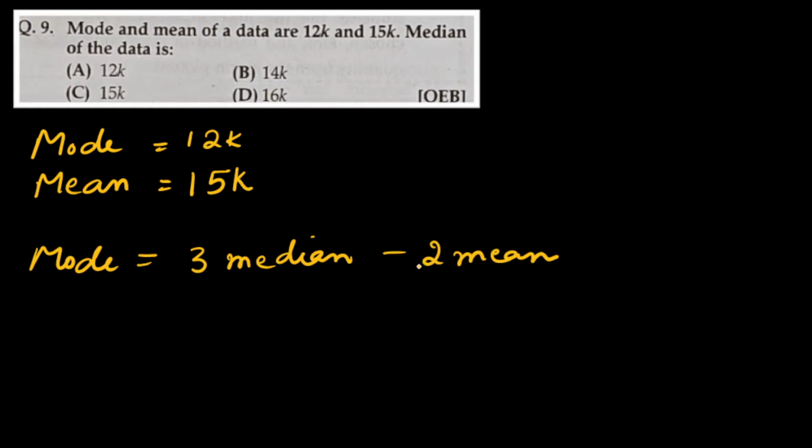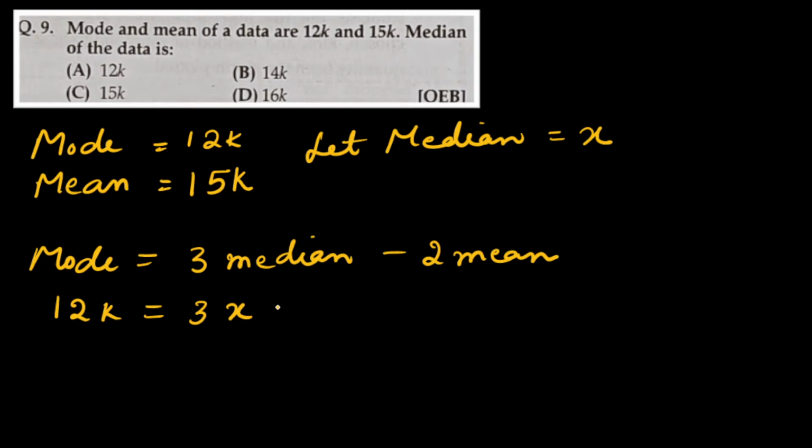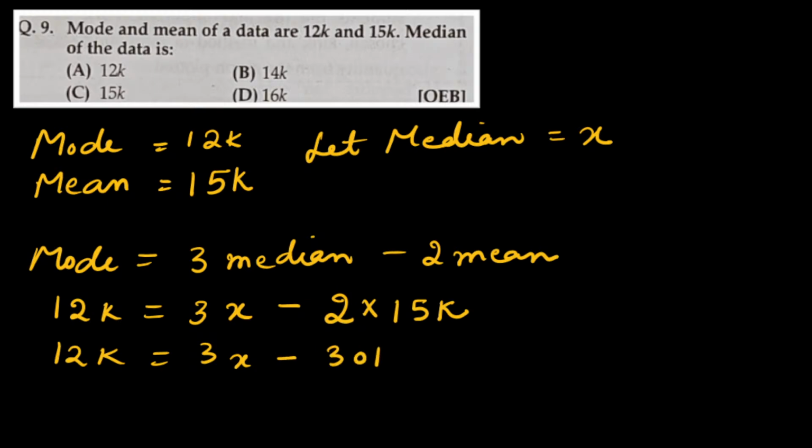We can just substitute the value here. Mod is 12k. Median we have to find, so if you want, you can assume median as x. So 3x I'll be writing. Let median be x, minus 2 into mean. What is the value of mean given to us? 15k. So 12k is equal to 3x minus 2 into 15, which is 30k.